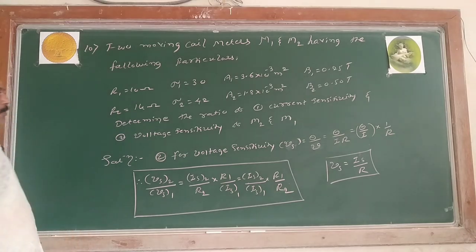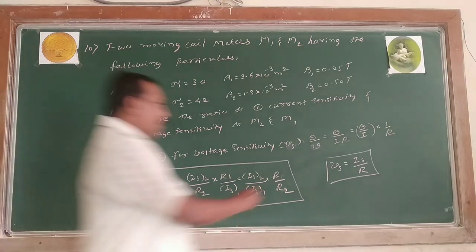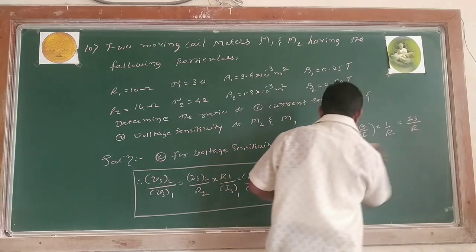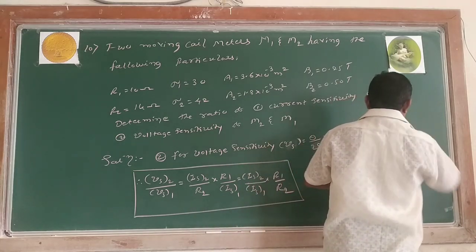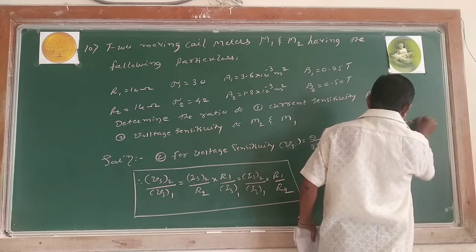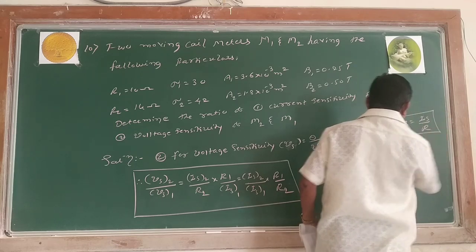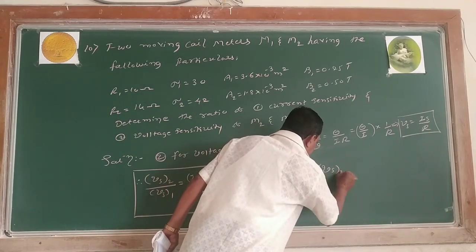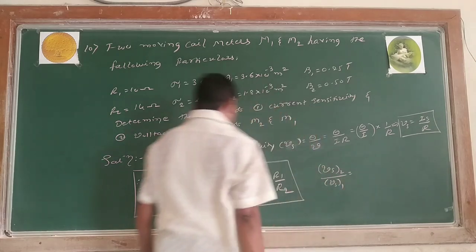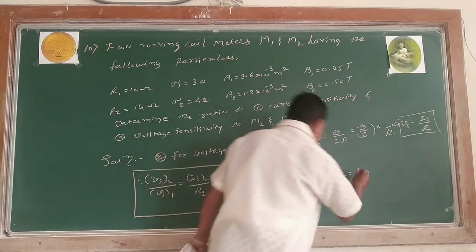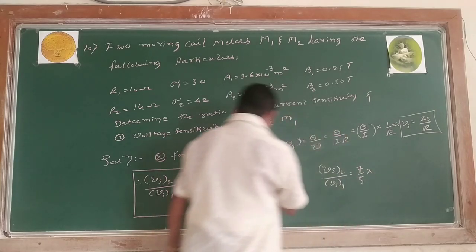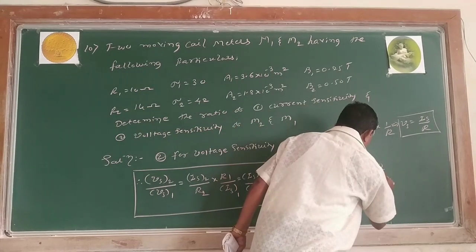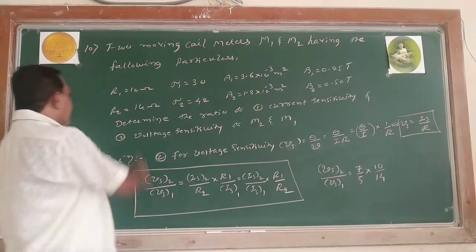Alright? Then I go for substitution. Current sensitivity by resistance makes substitution easy. So voltage sensitivity for second meter to the voltage sensitivity of first meter is equal to the current sensitivity ratio, which came as 7:5, into R1 10, R2 14. Right. R1 is 10, R2 is 14.